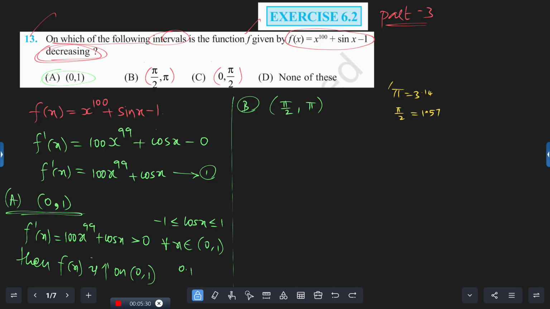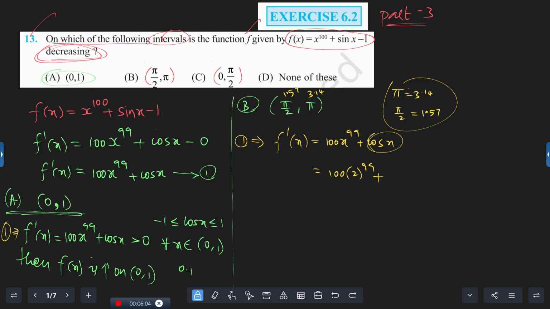Understand? Listen carefully. Here this is 3.14, this one 1.57. When I take 1 for this, f dash of x is equal to 100 into x power 99 plus cos x. Listen children, more than 1.57, less than 3.14, even you can take 2, 3 also. If I give 2 here, 2 power 99, and this cos is always the same.